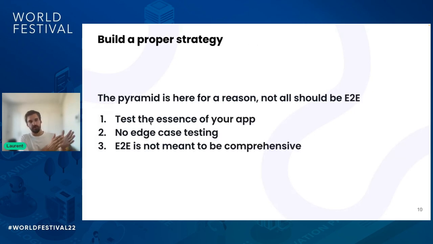So once you've done automating your app and your test, now you also want to be able to build a proper strategy. And so what does that mean? I started with the pyramid, and this talk is about the pyramid. So I'm only talking about end-to-end testing, but that's not covering the full pyramid. The pyramid is really here for a reason. So you want to decide what is the right place to test what kind of behavior.